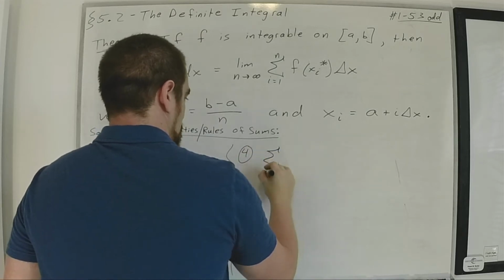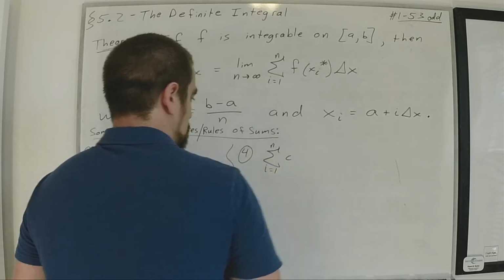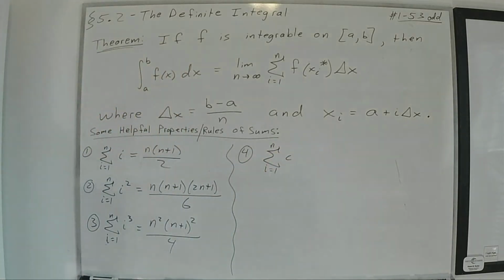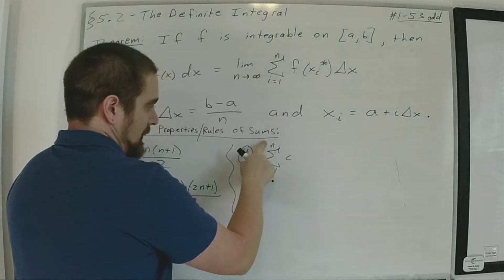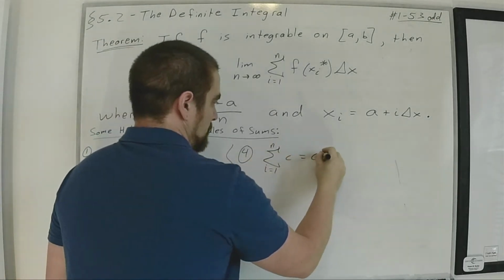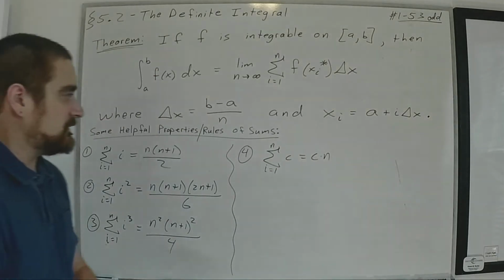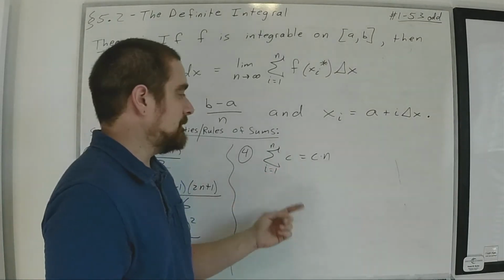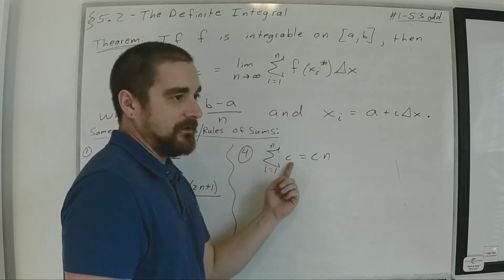This is, again, coming from more of a pre-calculus refresher, really, is what we're doing. If we sum up a constant from 1 to n, then all we have to do is multiply that constant by n. This constant is just a number. Say it's the number 5. So I'm summing from i equals 1 to n of the number 5.